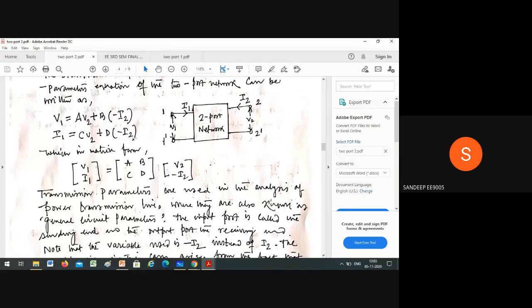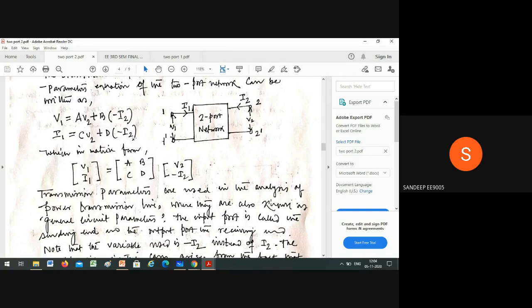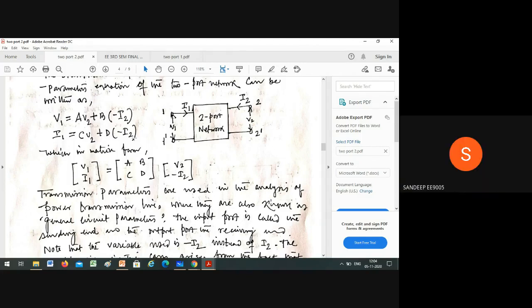Have you written this? A equals V1 by V2 when I2 equals 0. And B equals V1 by minus I2 when V2 equals 0. Again, when I2 equals 0, how many parameters will you get? Two parameters, A and C. So what will be C? C equals I1 by V2 when I2 equals 0.